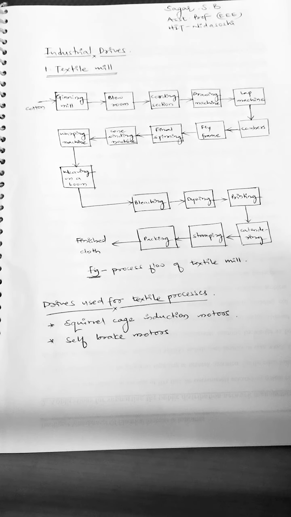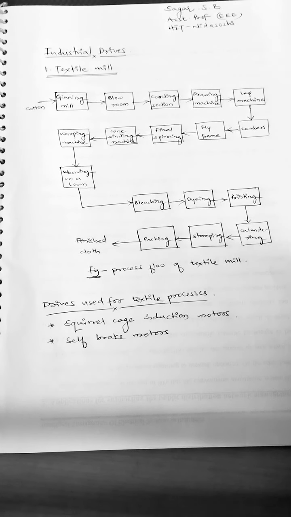The first is a ginning mill, where the seeds are separated from the cotton. Then blowing, where the ginned cotton bales are opened and processed. Similarly, the carding, drawing, combing and lapping operations are all done, and then the final finishing section is done through bleaching, dyeing, printing, then stamping and packaging.